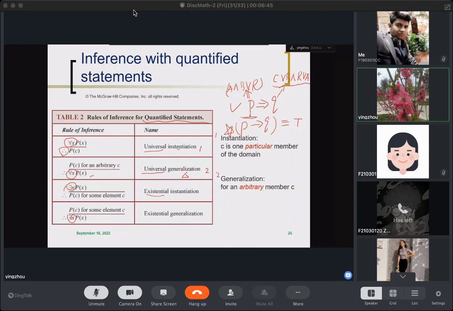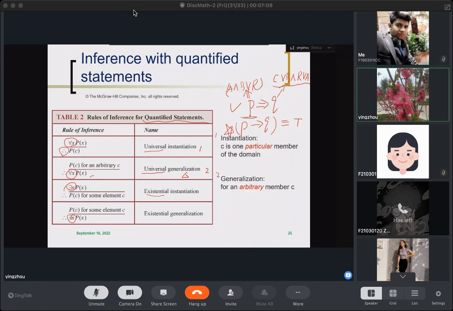So instantiation or generalization, from the word you can understand what it means. Instantiation means from the general rules to infer some special things. And generalization means that from many special things we summarize general rules.